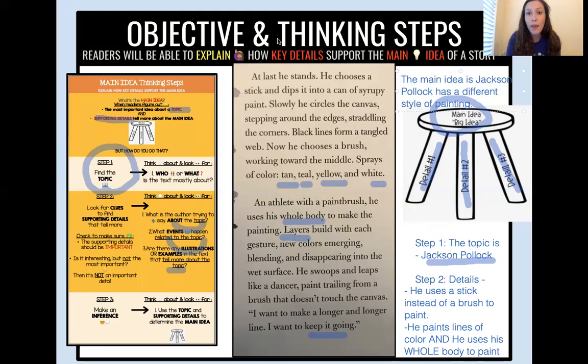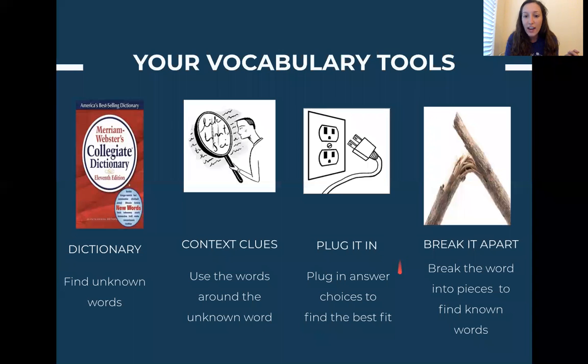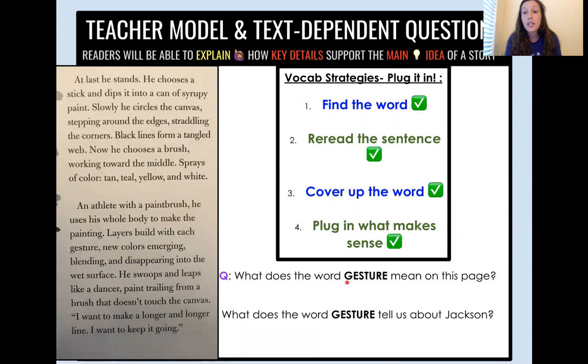Now that we've gotten a little bit of practice with the main idea, I want us to also practice plugging it in. We're going to practice our plug it in strategy, which we talked about at the beginning, and that's when we find a word that we don't know and we want to plug the meaning back into the text instead of the word to see if it makes sense. So here we have the same page, and we're going to practice following these steps to do the plug it in strategy. Tomorrow, we will continue to practice main idea. Today, you are going to practice plugging it in for your exit ticket. So this part is super important.